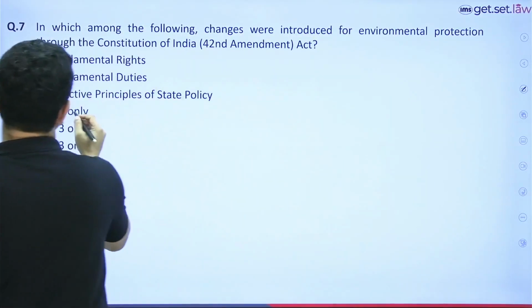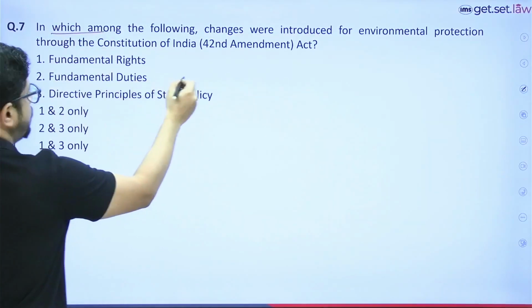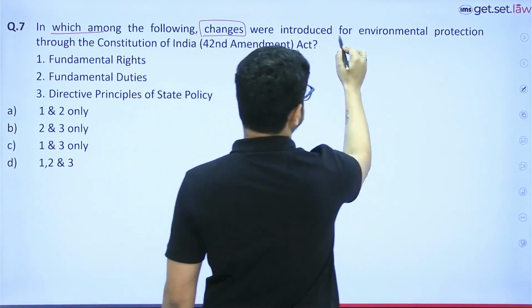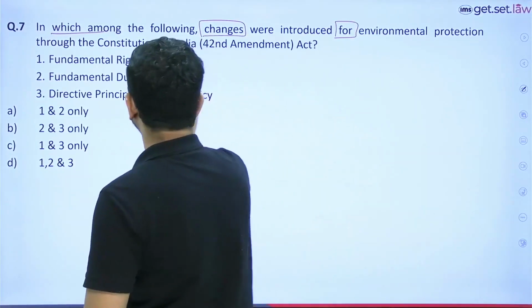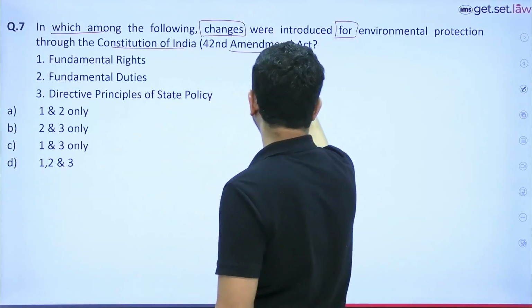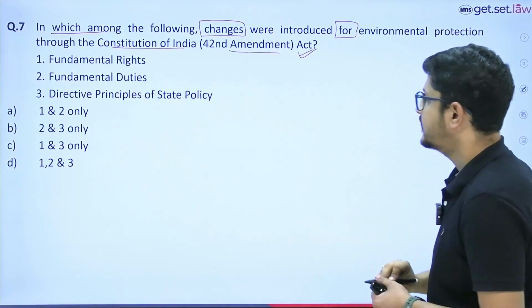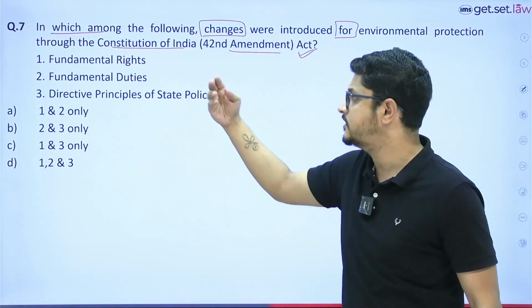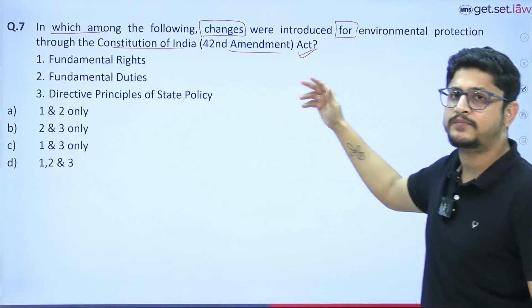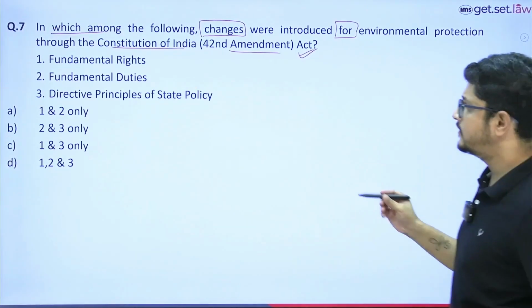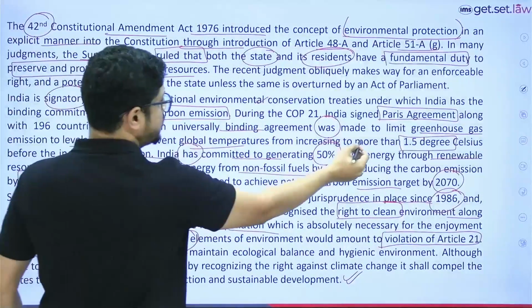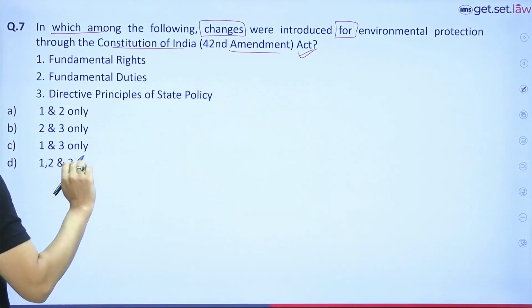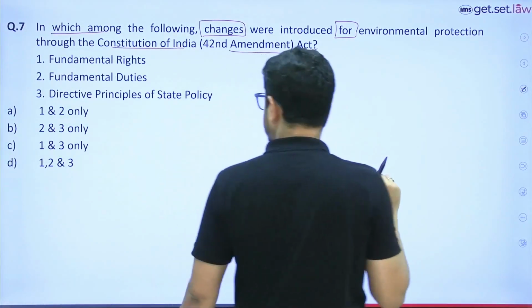Question number 7, it says in which among the following changes were introduced for environmental protection through the Constitution of India, that is the 42nd Amendment Act. मतलब question क्या है? Among the following, in which the changes have been introduced, whether it was in the fundamental right, duties, or the directive principles, or any one of them. So we have clearly understood that it is your fundamental duty, right? It is the fundamental duties, तो उसी में change हुआ है. So that is where we will go with fundamental duty वाला option.